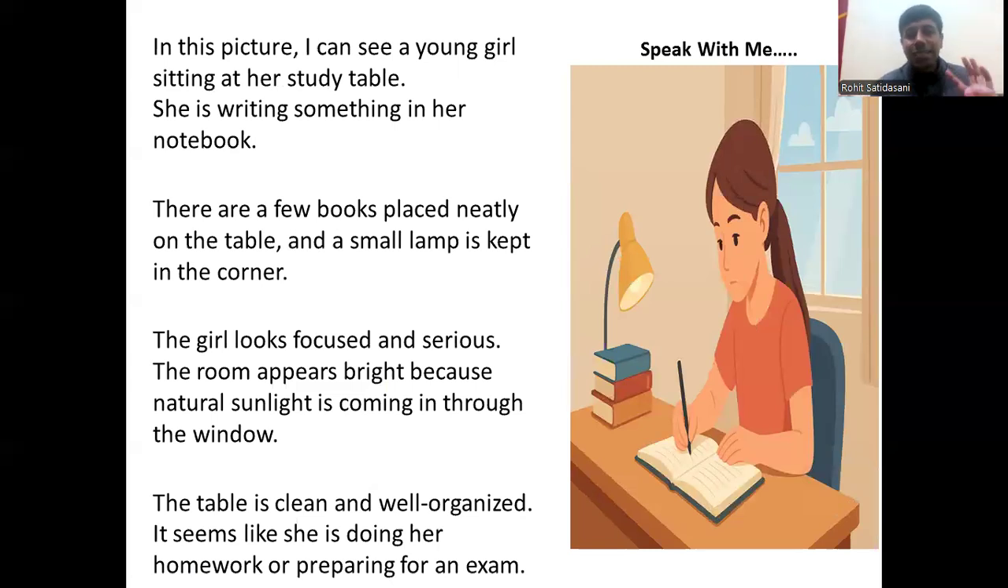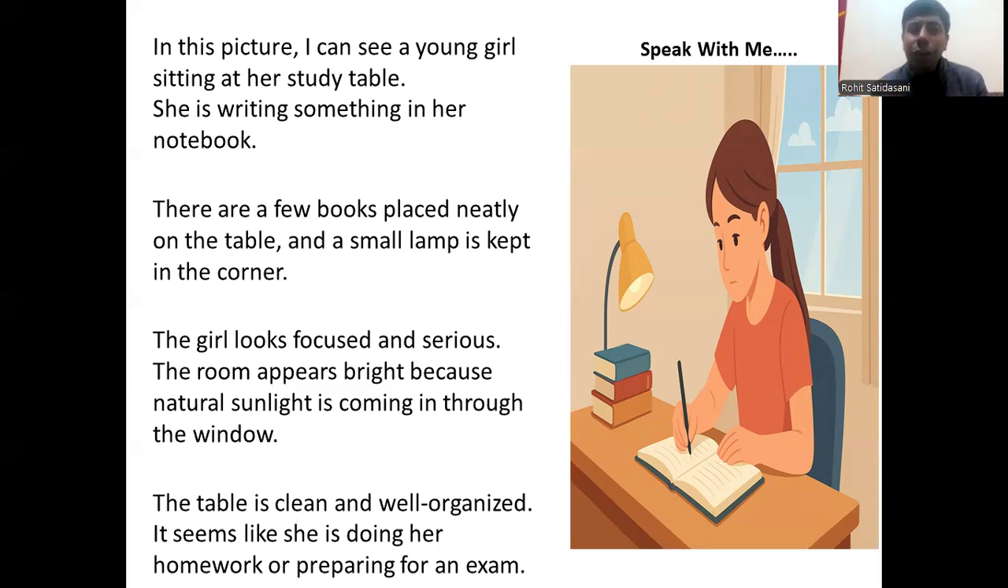Now, these small paragraphs I have made out of some vocabulary words as per what I observed. I will tell you one by one so that it can help you also to make more interesting paragraphs and better content, better than what I have made. So let's start. In this picture, I can see a young girl sitting at her study table. Can you all see that? Then she's writing something in her notebook.